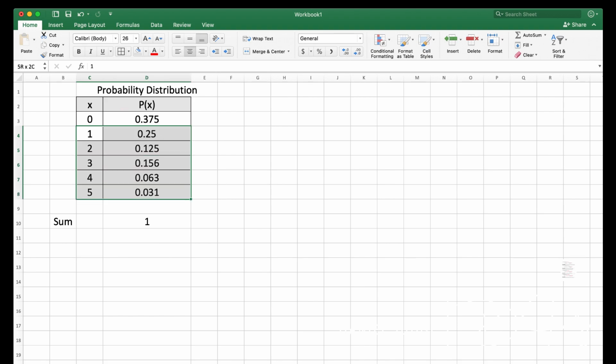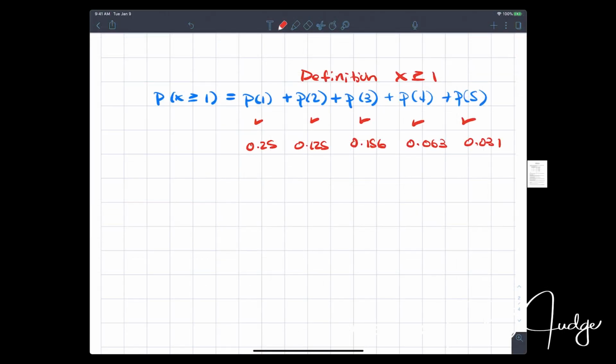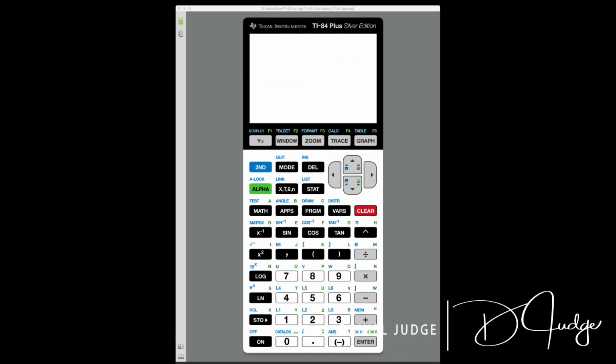So if you said to me, Mr. Judge, are you looking at these corresponding values and are you adding them? I'm going to say to you, the answer is absolutely, I'm adding them. I'm going to add each one of these. This is what I just found. So I know these values for at least one, meaning one or more, I add all of those. And then you go, well, how do I add? I'm going to go to my TI calculator here. And the TI calculator is this here.